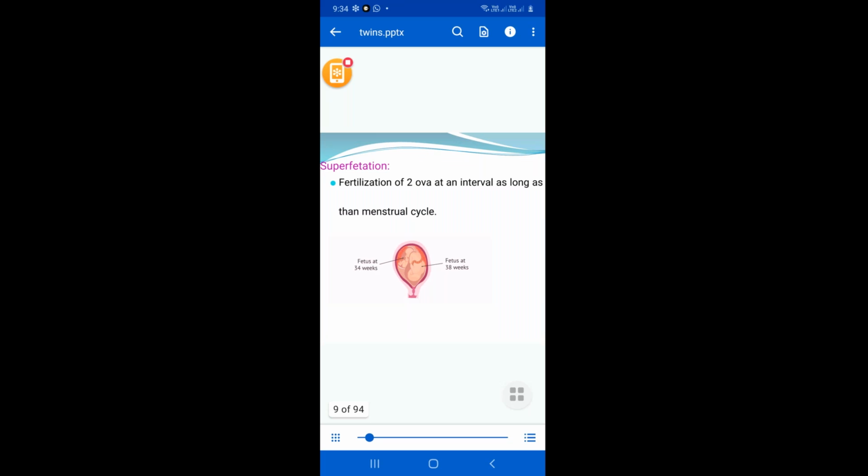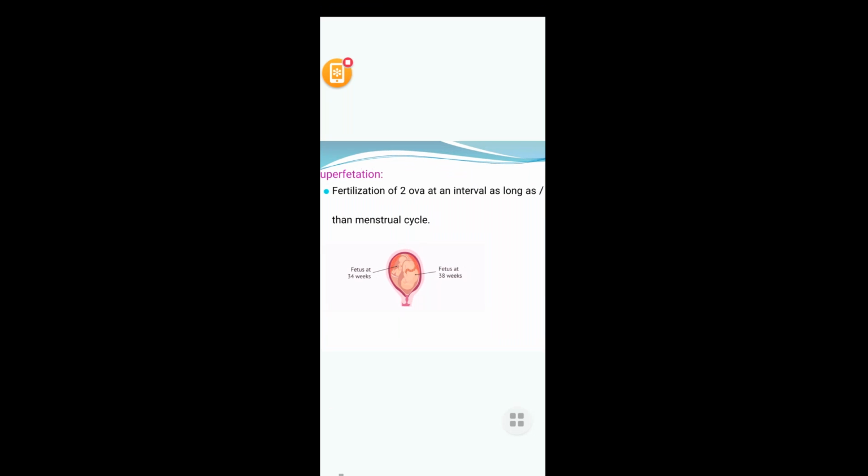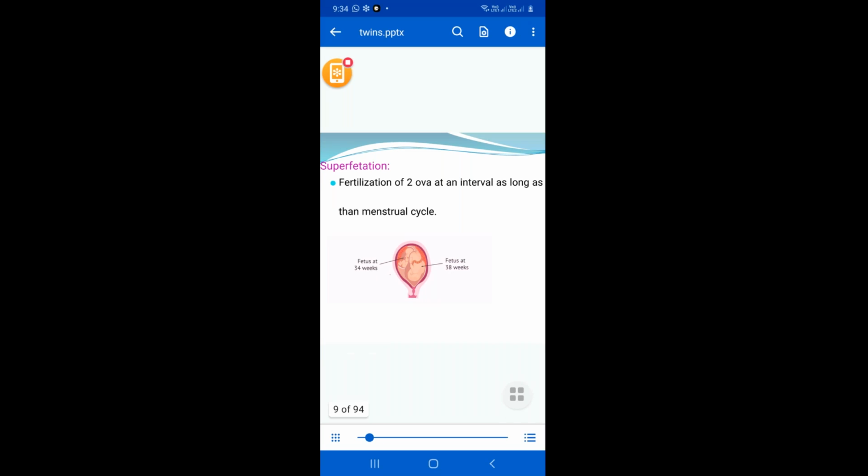Coming to the next definitions, they are superfetation and superfecundation. When you are talking about multiple pregnancies, you need to know the definition of multiple pregnancy and incidence. What do you mean by monozygotic? What do you mean by dizygotic? That is, what do you mean by zygosity? What do you mean by chorionicity? What do you mean by superfetation? And what do you mean by superfecundation? These are the 6 definitions we expect you to answer when you are presenting any twins case.